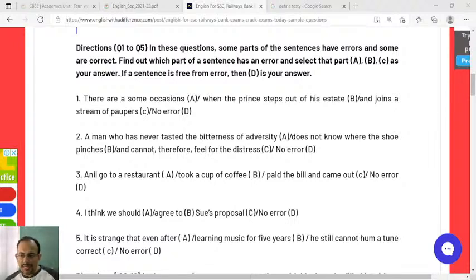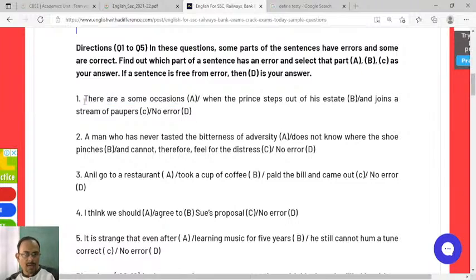Okay, so Tanali says A. Very good. Tanali, thank you so much. There are a some occasions, right? So this part is wrong. Why? Because occasions here is plural. So with plural we cannot use a singular a, right? A is always singular. So we cannot use a with occasions. So it should be there are some occasions.